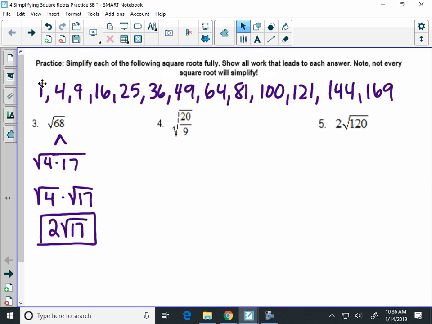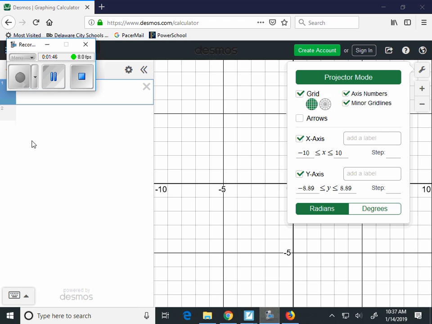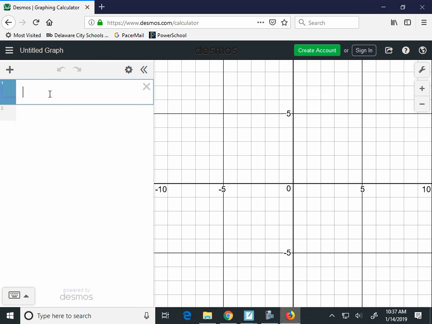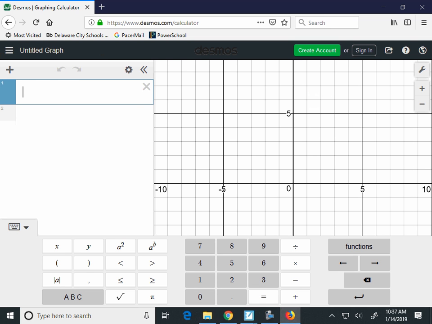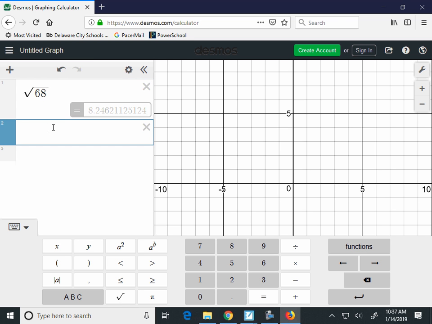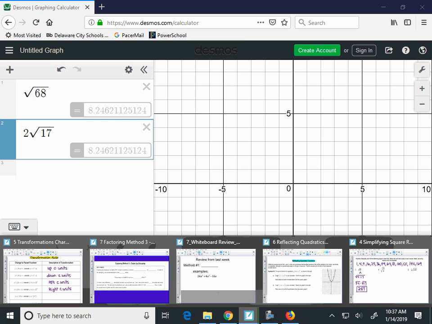Now, I'm going to show you how you can check your answer really quick. If I go to Desmos and I type in my original problem, it's not going to simplify square roots for me, but it'll give me a decimal. So it tells me that decimal is 8.25 or so. Let's type in what we got our answer to be, 2 times the square root of 17. I also got 8.25. I got the exact same answer, so I know I simplified correctly.